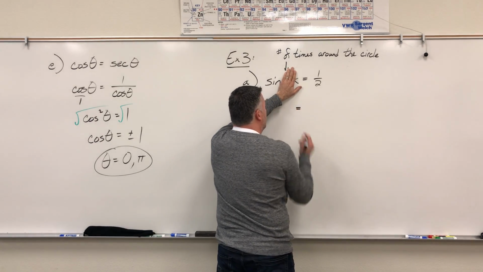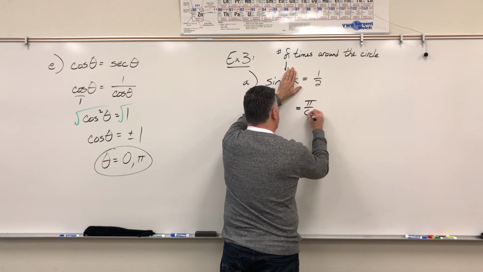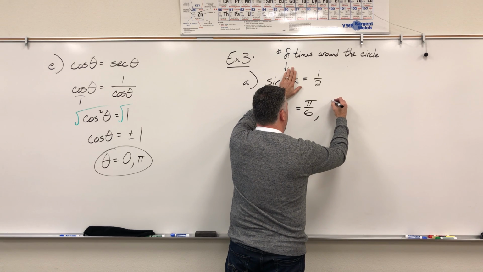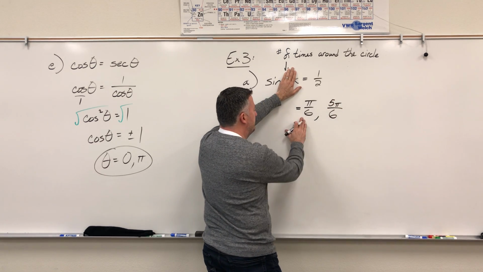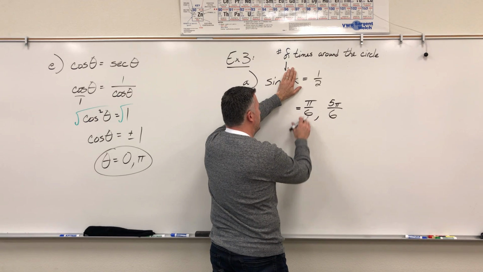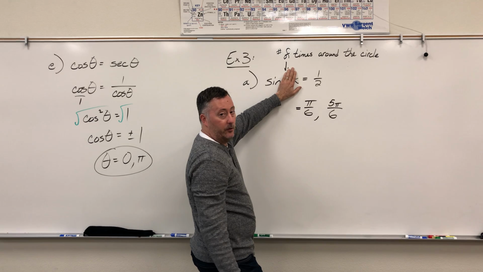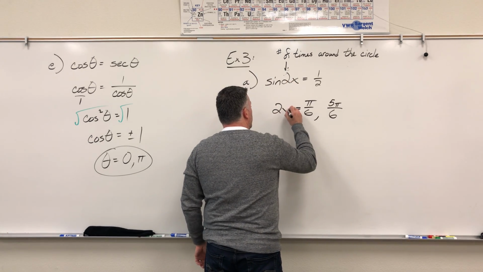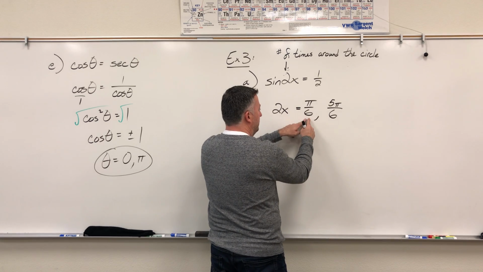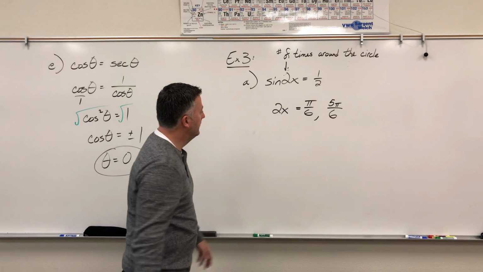So it would equal a positive 1/2 at pi over 6 and 5 pi over 6. So that's what the angle would have to equal in order for sine to be a half. Well, what's my angle? The angle is 2x. So 2x would have to equal either pi over 6 or 5 pi over 6.